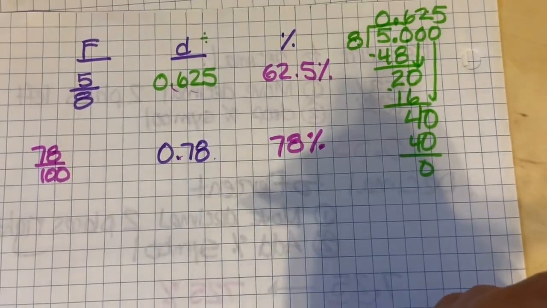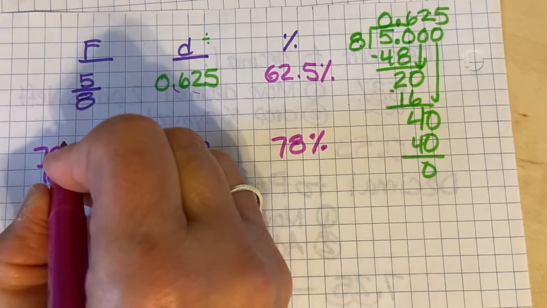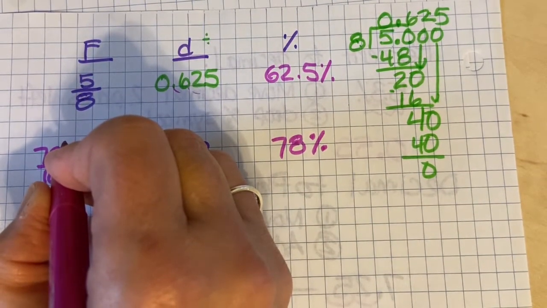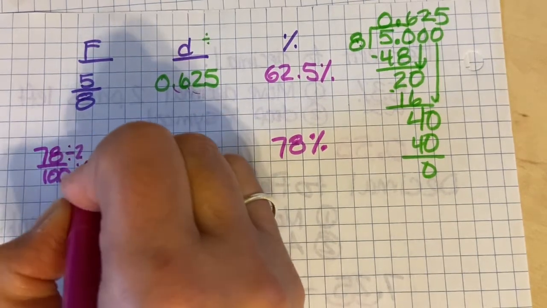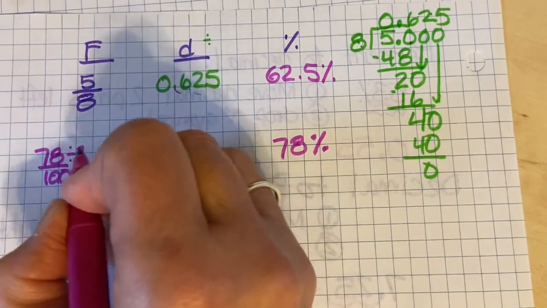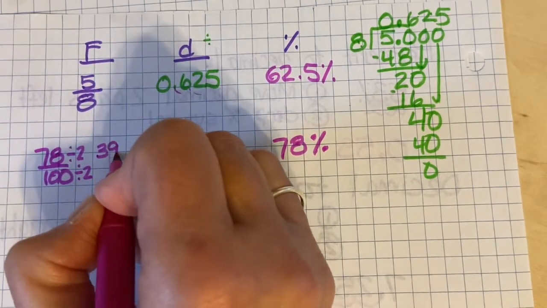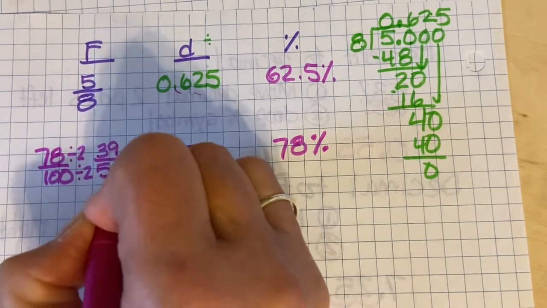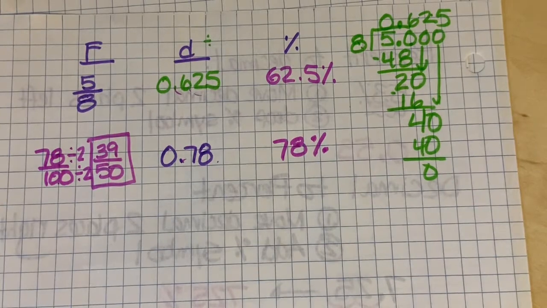I know 2 goes into it. I don't know if anything else does, so I think 4 does. 4 goes in there, maybe not. Let's divide by 2. 78 divided by 2 is, 2 goes in there, 39 over 50. That is in lowest terms, so 0.78 is 39 over 50.